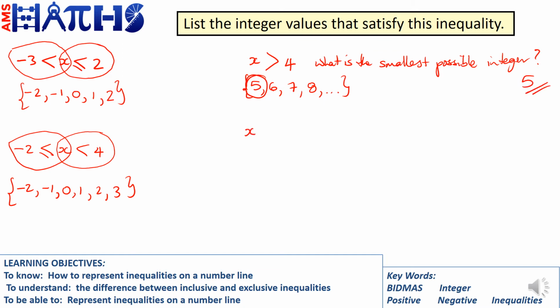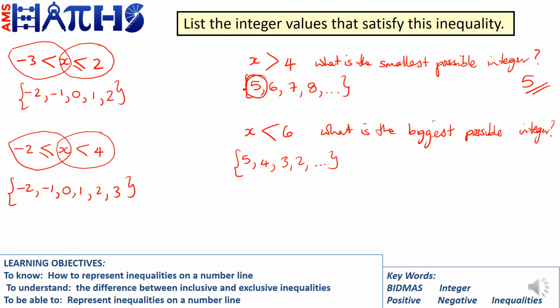You could have x < 6 and they ask you what is the biggest possible integer, and remember integer is whole number, so we want the values of x that are smaller than 6, so it'd be 5, then 4, 3, then 2, and we keep going smaller and smaller. The question asks for the biggest possible value that we can get from this inequality, so the biggest number we can get is 5, so the answer to that is also 5.